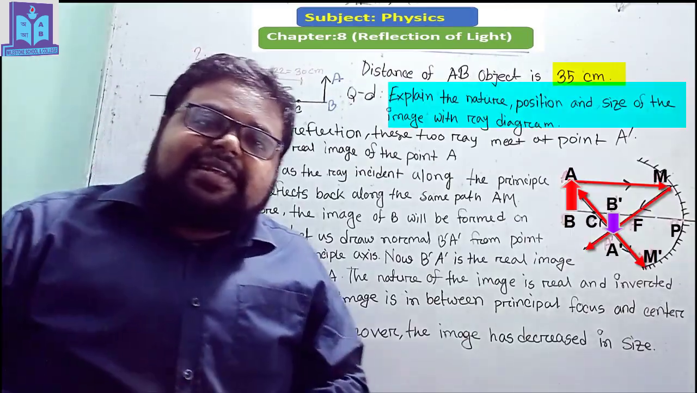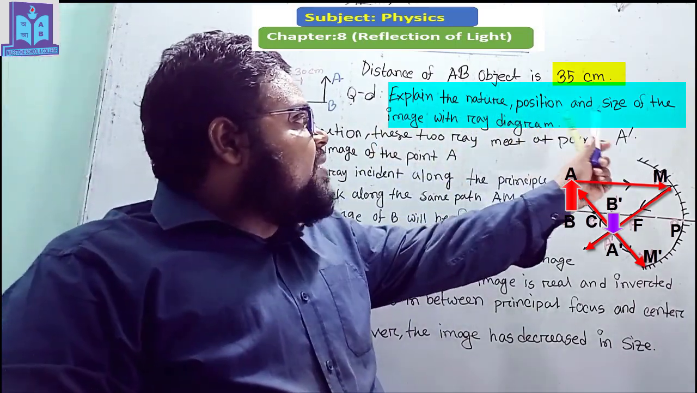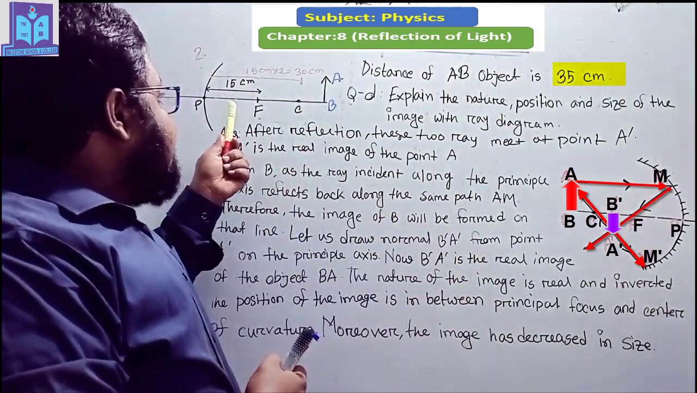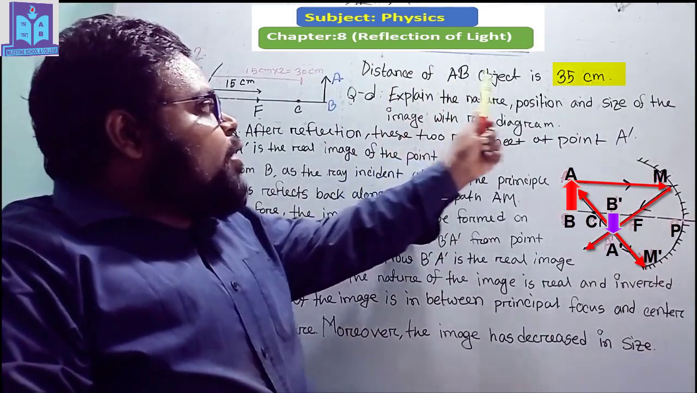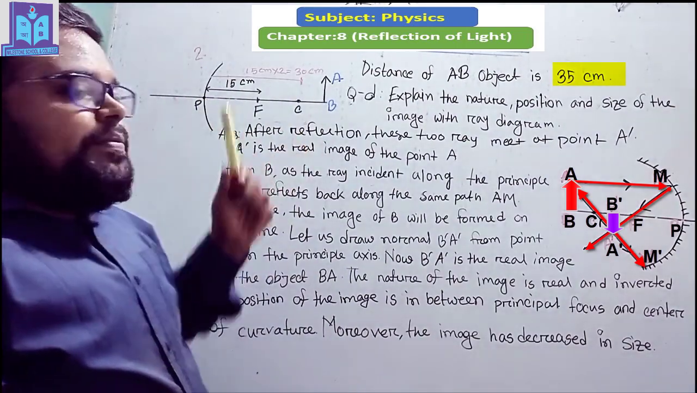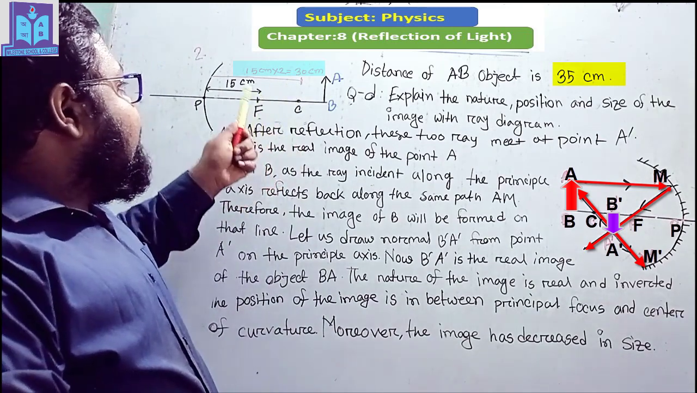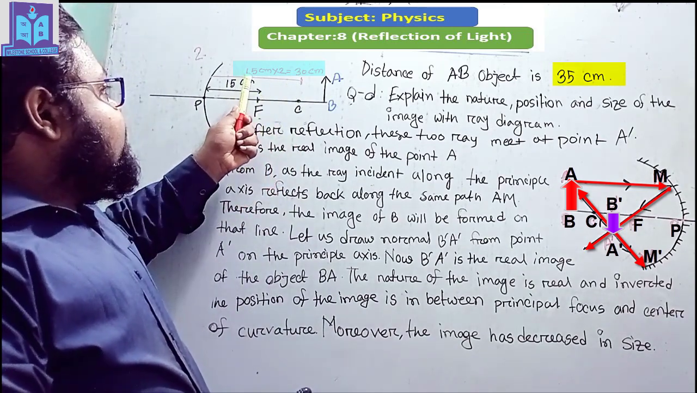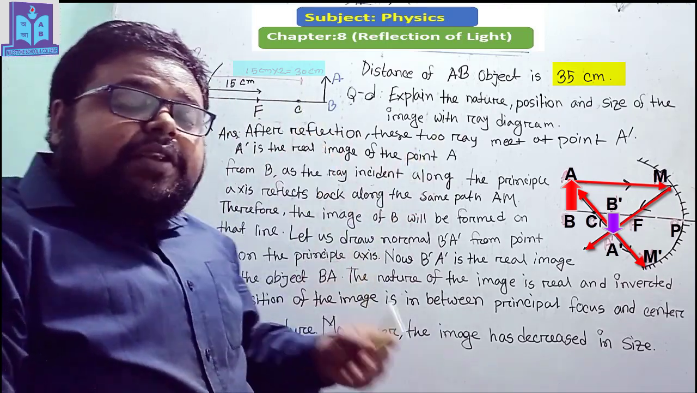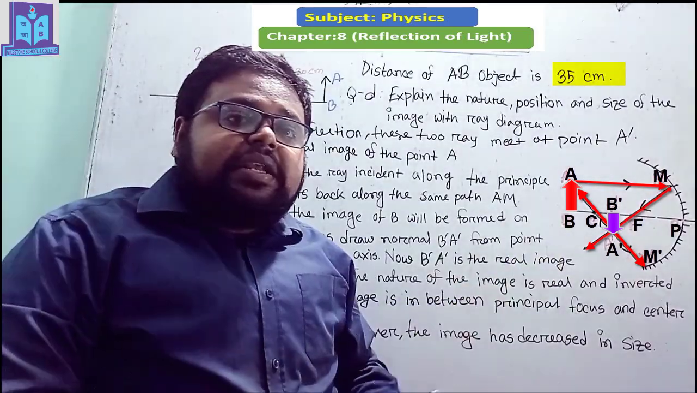Okay, my dear student. Now the D number question is: explain the nature, position and size of the image with a ray diagram. Here you can see that the distance of object AB is 35 centimeter. That means the distance between pole and the object is 35 centimeter, and the center C equals the double of focal length, that means 15 into 2, 30 centimeter. Here the object is situated far from the center, and I have to draw the image formation in this concave mirror.